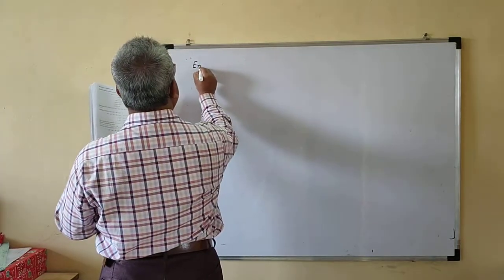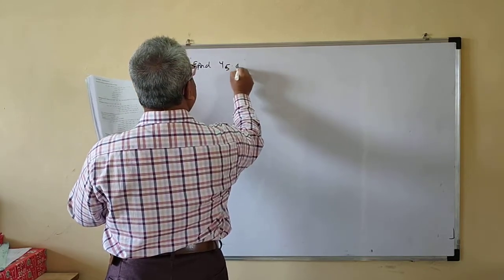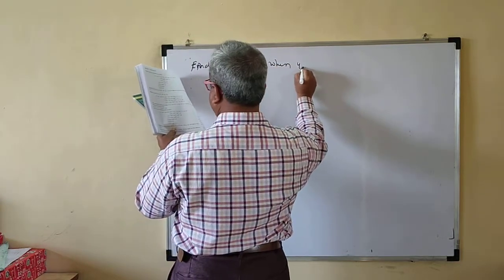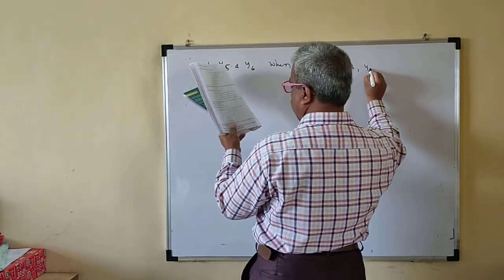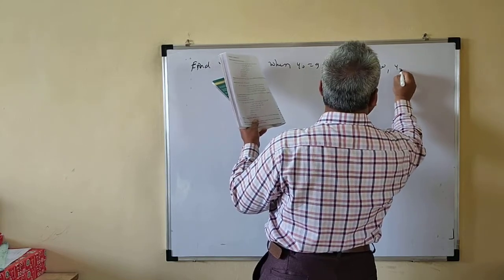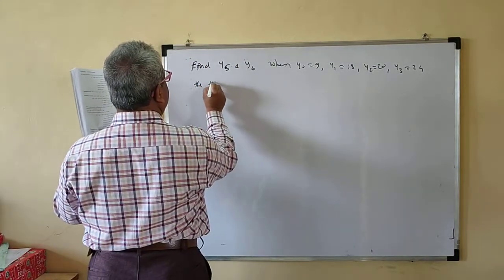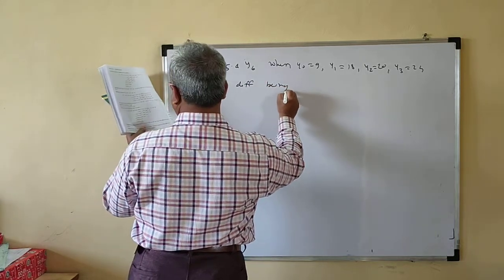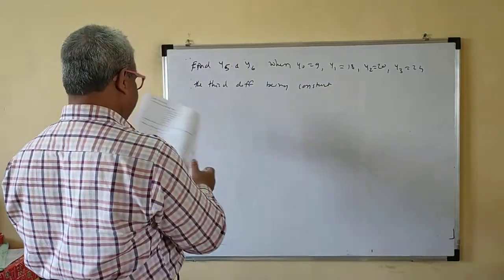Find y5 and y6 when y0 is equal to 9, y1 is equal to 18, y2 is equal to 20, y3 is equal to 24, the third difference being constant. Third difference being constant.